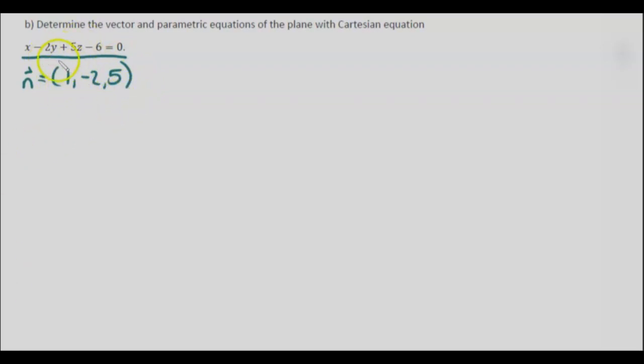Okay, so what we're going to do is take this equation and isolate for x. So we're going to go ahead and bring over these three values. So I get x equals 2y minus 5z plus 6. And what we're going to do is kind of like a trial and error.